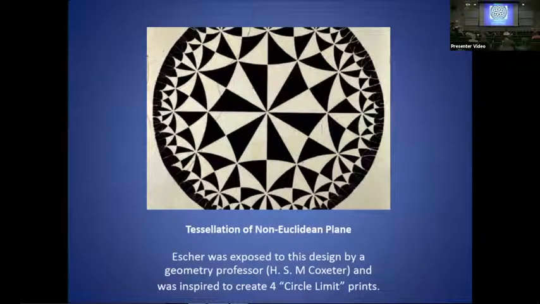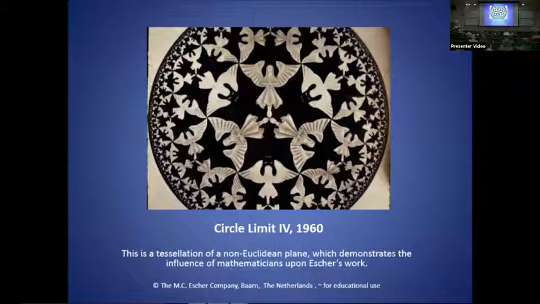This is a famous tessellation of the non-Euclidean plane done by Professor Coxeter, who was a Canadian mathematician and geometer. And when Escher saw this, he was stimulated to do stuff like this. So I call this devils and angels, but maybe they're angels and bats. I don't know. And it's also, oh, it's over there. I think I have a copy of that hanging on the wall here somewhere. Yeah, right here.